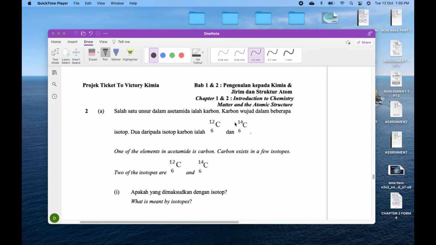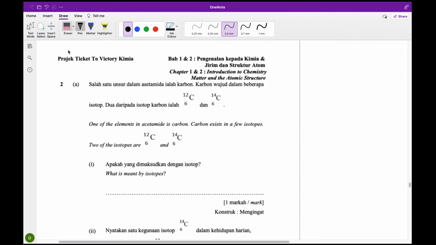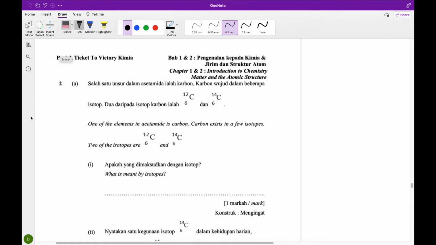Let us discuss question 2 here from the same module, Project Ticket to Victory Chemistry module. Okay, chapter 2, question 2. Question 2 is about isotopes. Okay, let us read the question.